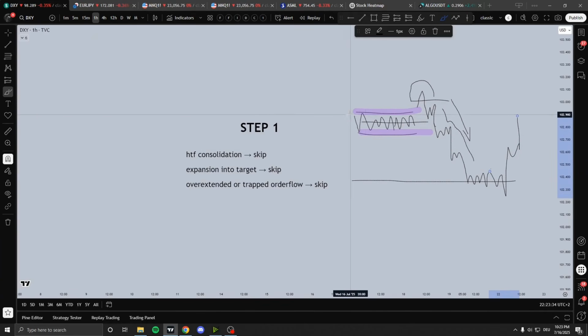Meaning you have the same framework as here. Price is in a consolidation and until proven otherwise, you don't want to be engaging within that range.